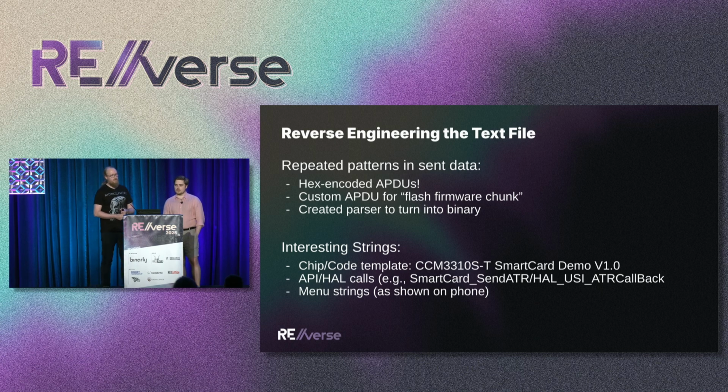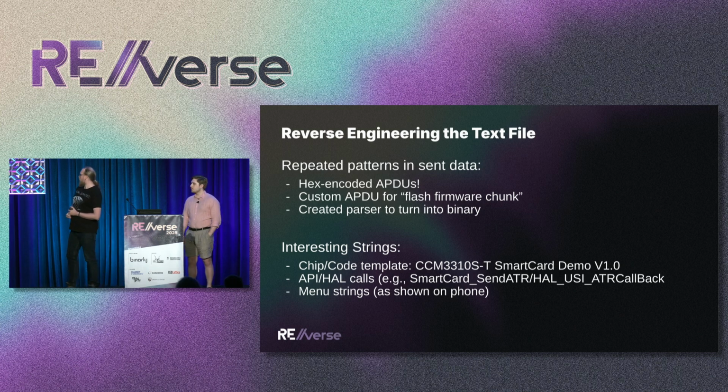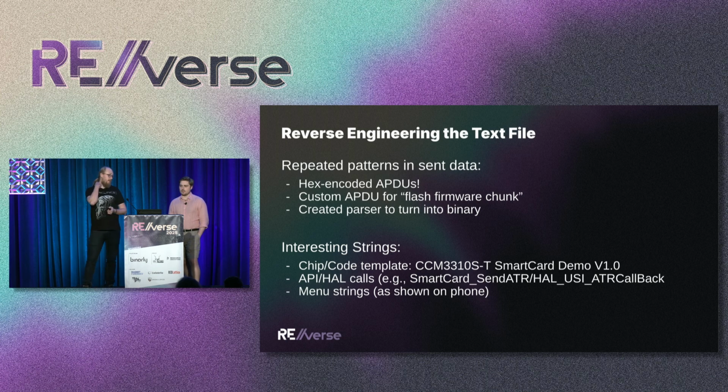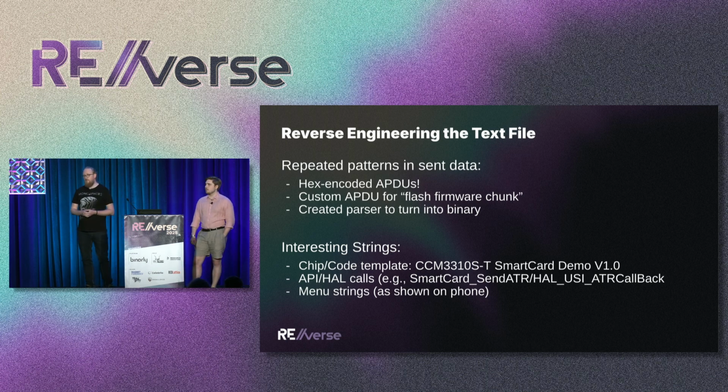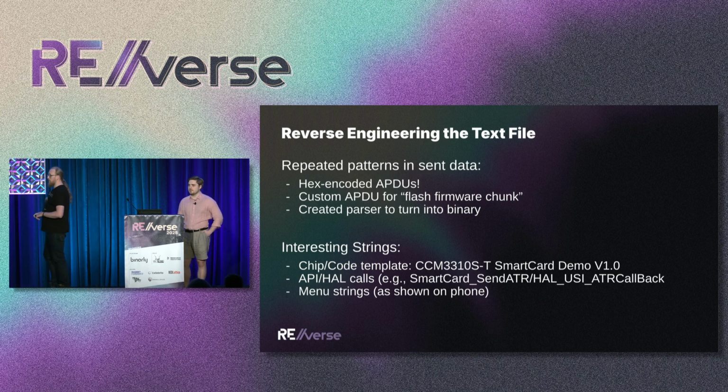In this example, the CCM3310ST smart card demo. So we're definitely right? Like SIMs are smart cards, so there's the functionality we're looking for. We saw some indication of API or hardware abstraction layer calls. In this example, for instance, the acknowledge to reset callback or something to send the ATR. And we also saw the different menu strings which we put into the customization.